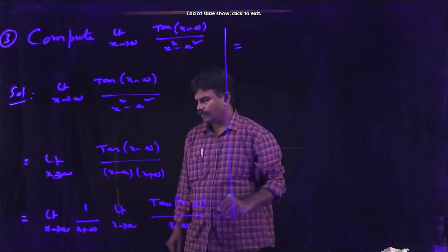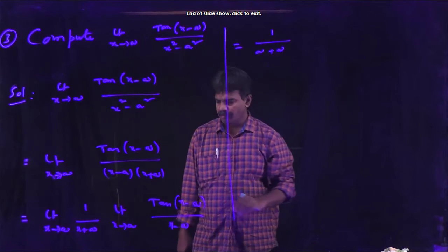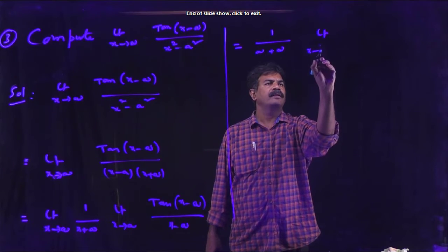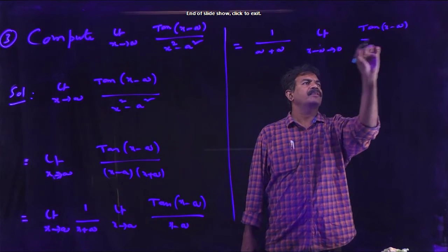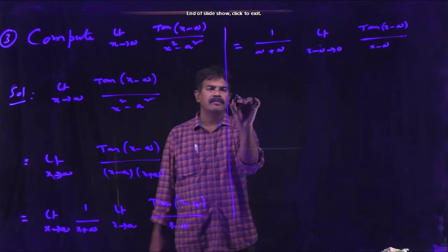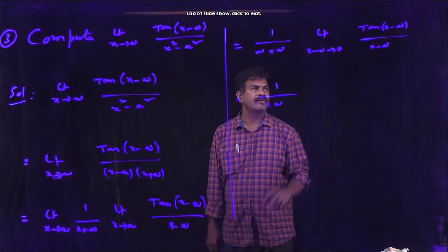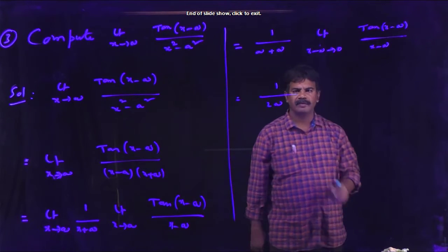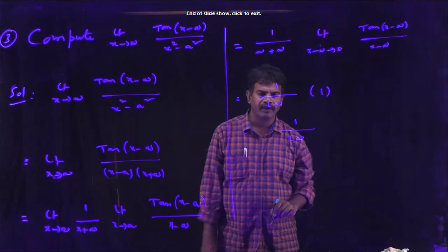That is equal to, here we apply the limit, that is 1 by a plus a. We change the limit x minus a tends to 0 tan of x minus a by x minus a. So that is equal to 1 by 2a into, we know that limit x tends to 0 tan x by x equals 1. Already we know the formula, limit x tends to 0 tan x by x equal to 1. That is into 1. Finally we get 1 by 2a. This is the limit value of the given problem.